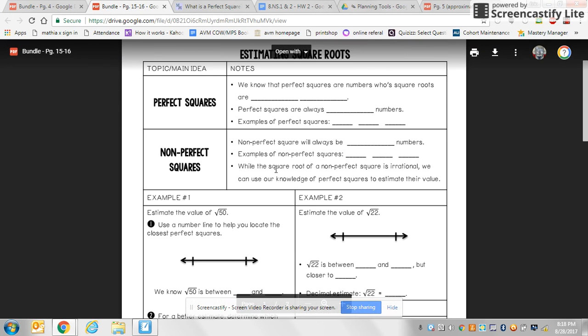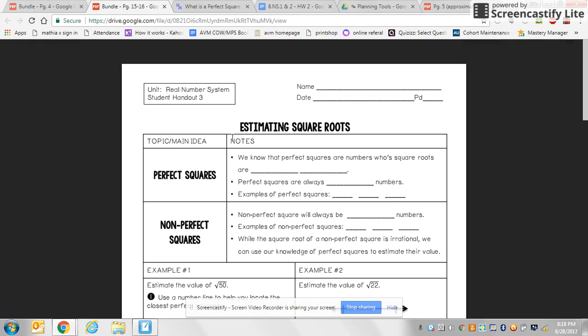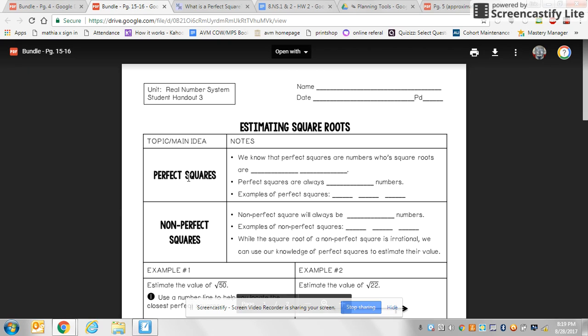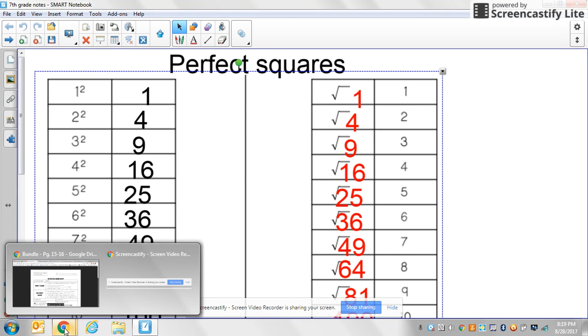Now, today's lesson is focusing on estimating square roots, okay? And before we can estimate what certain square roots are, we got to make sure we have two key components of notes down pat. The first one is going to be perfect squares, and the second one is going to be non-perfect squares. So you're going to see me go between Internet tab, and I've made a Smart Notebook file for everybody, so we can kind of go along with it.